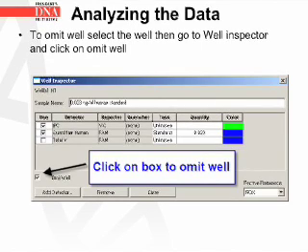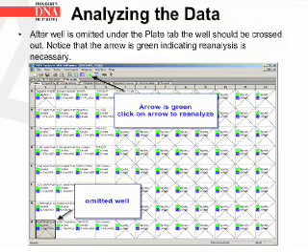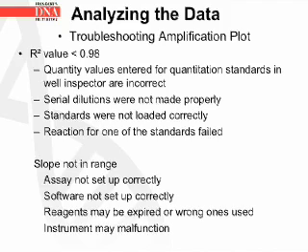To omit the well, select the well, then go to the well inspector and click on Omit Well, as seen in the screenshot below. After a well is omitted, under the Plate tab, the well should be crossed out. Notice that the arrow is now green because this indicates that reanalysis of the plate is necessary because a standard has been omitted. Here are some suggestions for when troubleshooting an amplification plot.